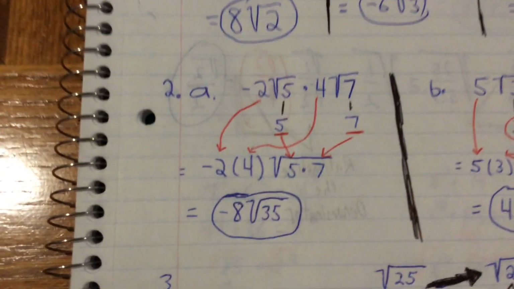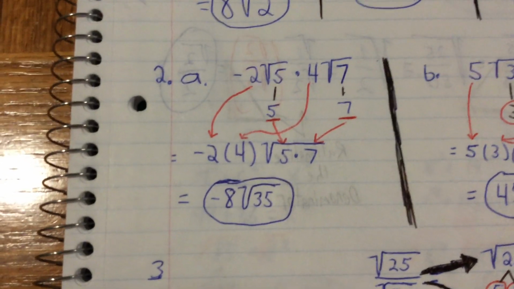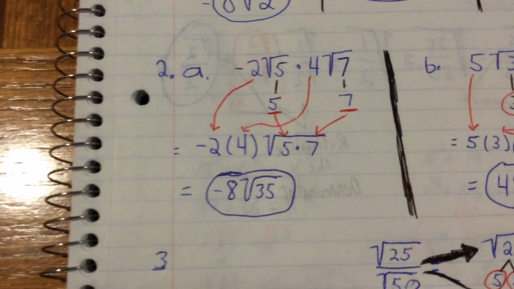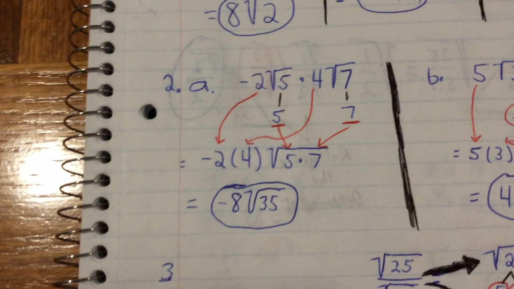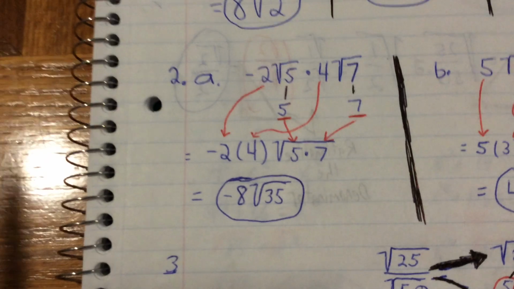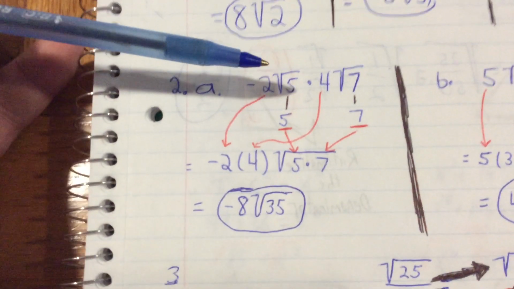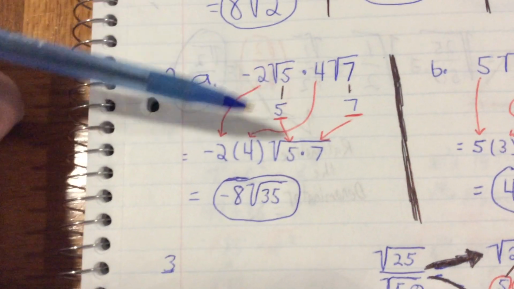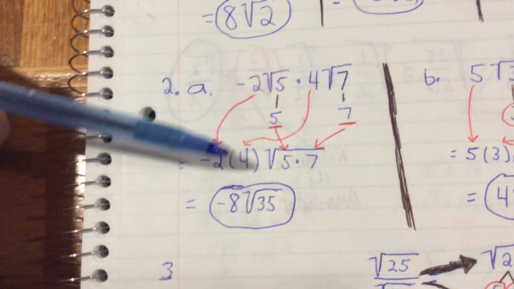Looking at number 2. Now, when we multiply radicals, remember the outside terms will get multiplied together, the inside terms will get multiplied together. Anything that can be factored out, of course, will get multiplied by the outside terms. Now, 2a, this one, there actually wasn't a ton to do. We have negative 2 times 4 on the outside, so we didn't forget about those.